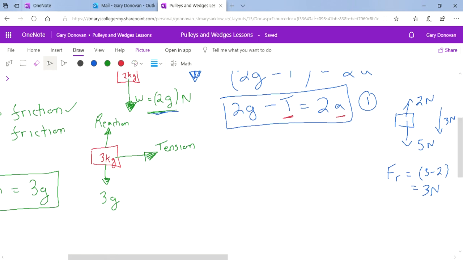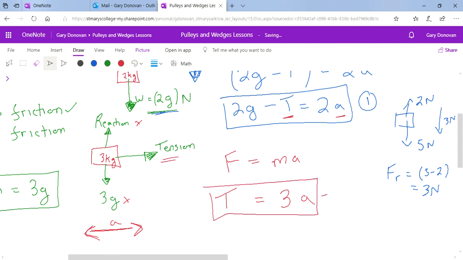I'll do it in a different color pen. But again, we look at the direction that it's accelerating in, and this object is going to accelerate to the right. So when we do F equals ma, we're only looking at forces which are in this direction, horizontal, because that's the direction it's accelerating in. So we don't need to worry about 3G or the reaction force, we just look at T. And because T is the only force, T equals its mass, which is 3 times A. And that's equation 2.